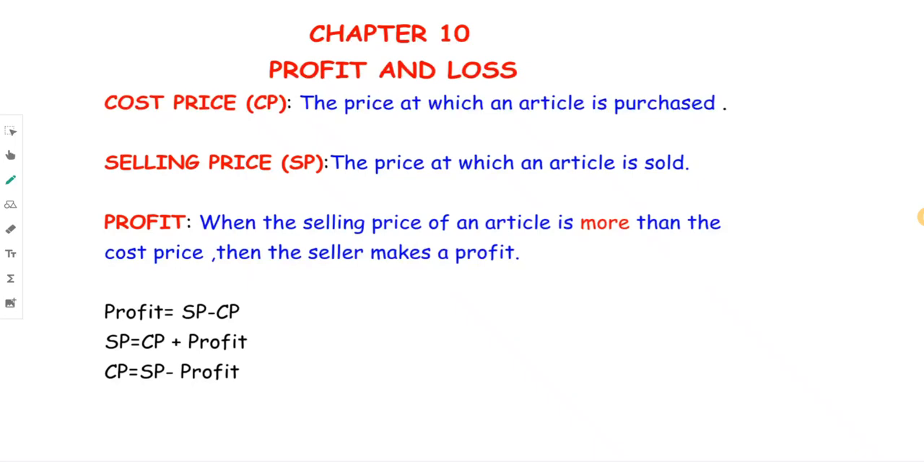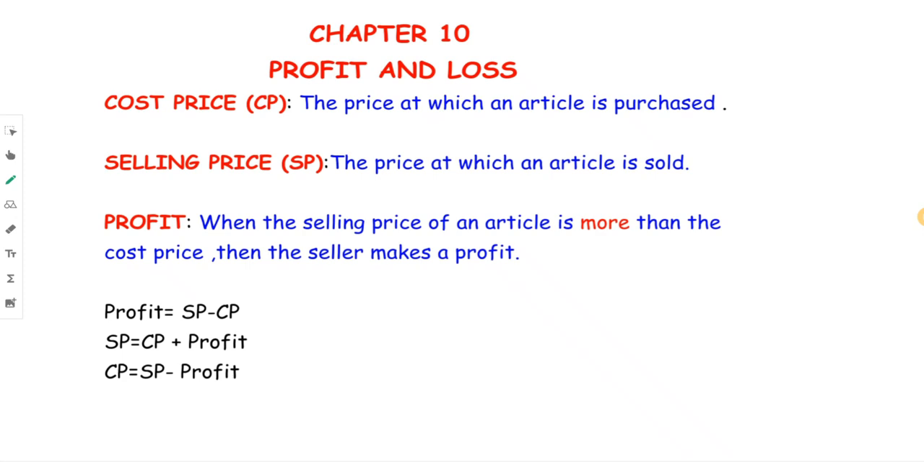I will be starting chapter 10, profit and loss. Before we begin with this chapter, always try to imagine yourself to be the shop owner, or that you are a seller. Clear? Let's start with the cost price, or CP in short, the price at which an article is purchased, and then selling price, or SP, the price at which an article is sold.